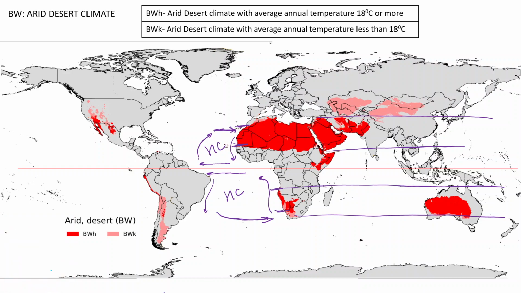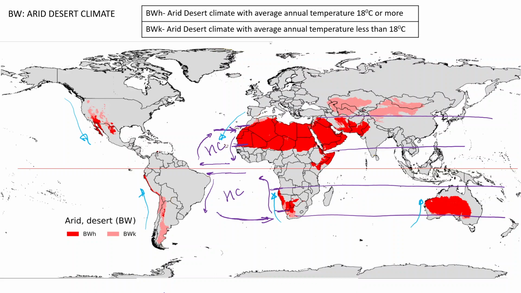currents. So if you see over here, there is a cold current. Here it is a cold current. Here it is a cold current. So all these factors add to the aridity or the dryness of the climate. So here BWH and BWK.